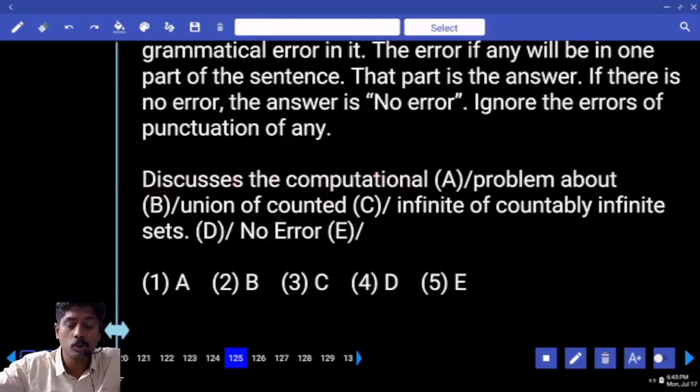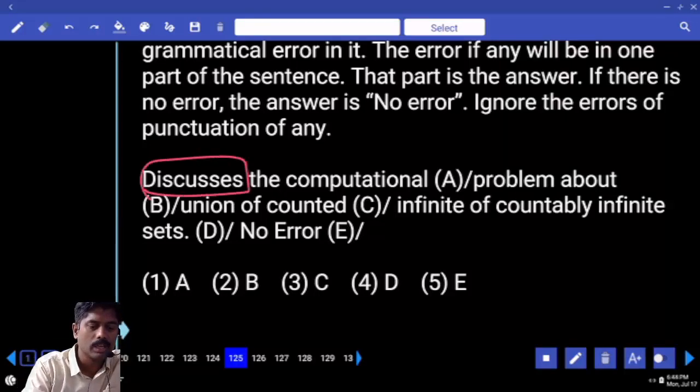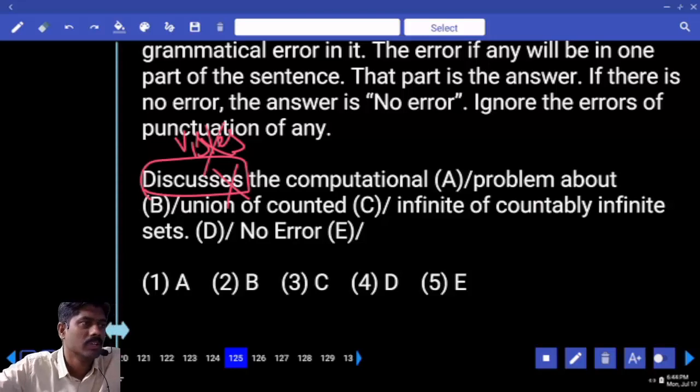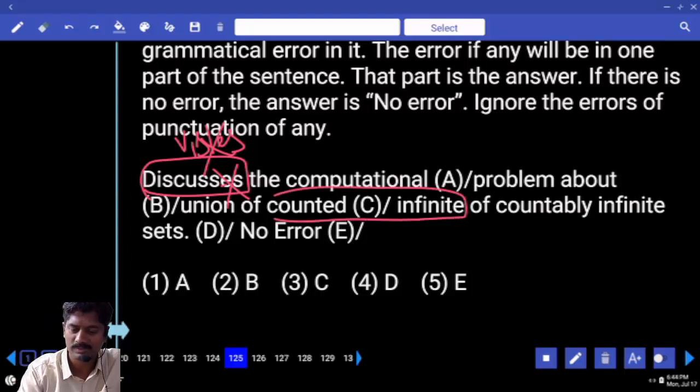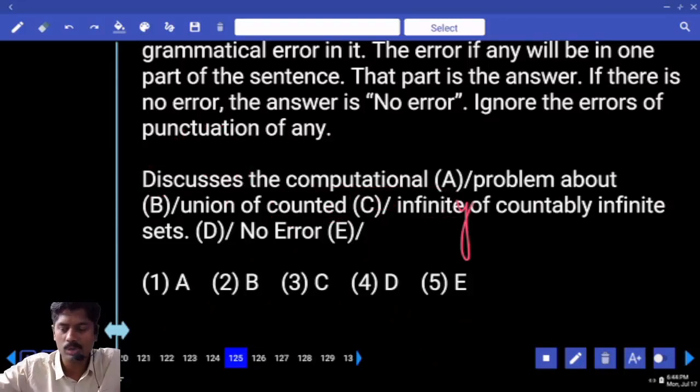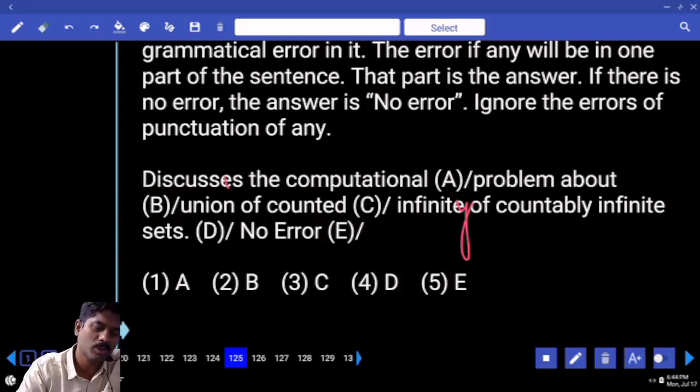Discuss the computational problem about union of countably infinite sets. Answer. If you observe, there is one error here in the first one. A sentence can never start with V1, yes or yes? A sentence can start with V1, like, open the notebooks, close the notebooks, clean the floor, open the windows, close the windows. Like a direct statement you can use. Discuss the computation problem about union. And is this correct? Union of countable infinite, or countably infinite sets. Anyways, go with first option. Only discuss.